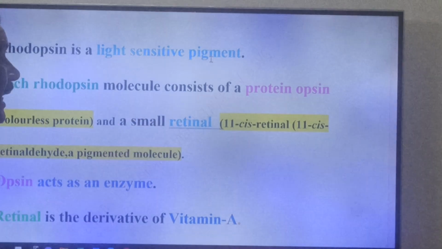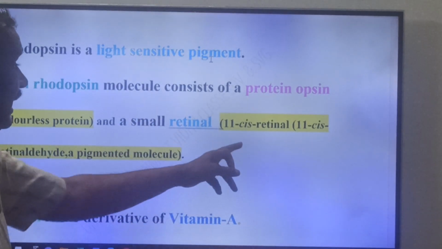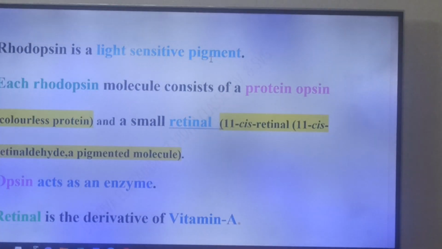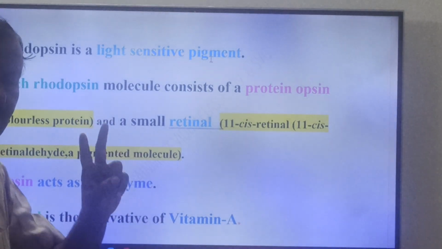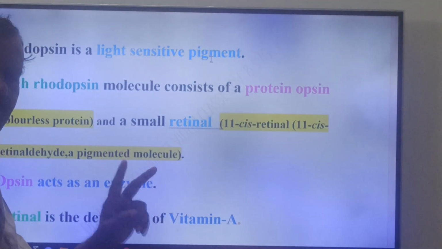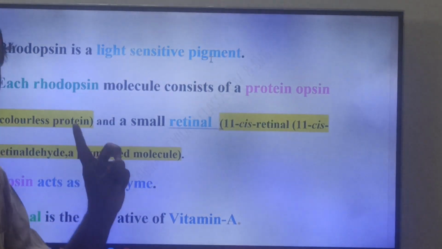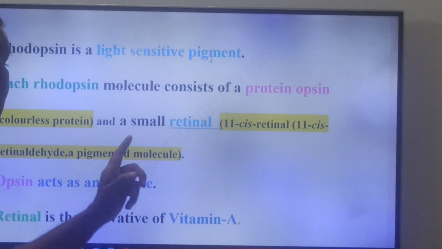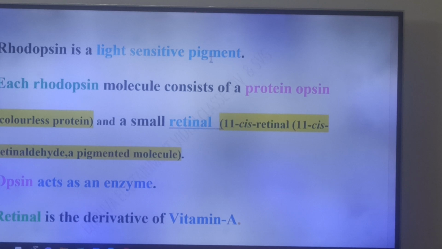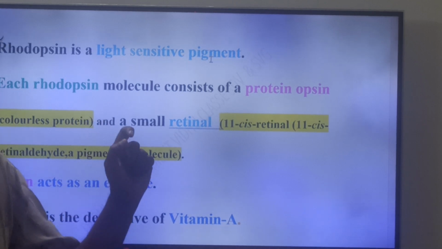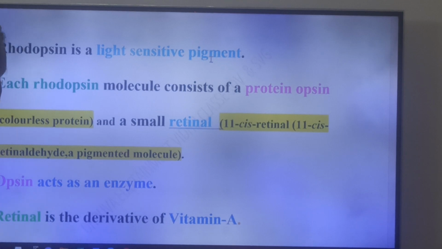And a small retinol. What is that retinol, friends? 11-cis retinol, friends. This is a pigmented molecule. So rhodopsin has two substances. One is opsin and another one is retinol. Opsin is colorless, retinol is colored. It is a pigmented molecule. See, friends, opsin acts as an enzyme. What is the role of the opsin, friends? It acts as an enzyme.